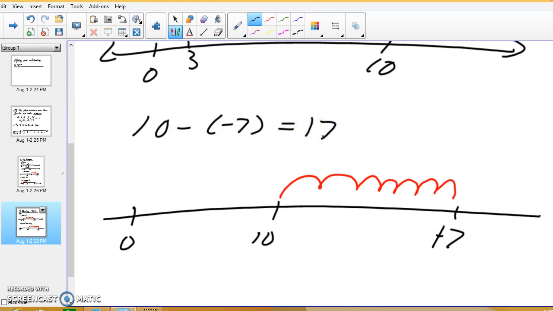So we see how we do that. Just like subtraction goes left, but subtracting a negative takes us right. Subtraction goes left, but subtracting a negative number takes us right. They're just opposites, just like we would expect.